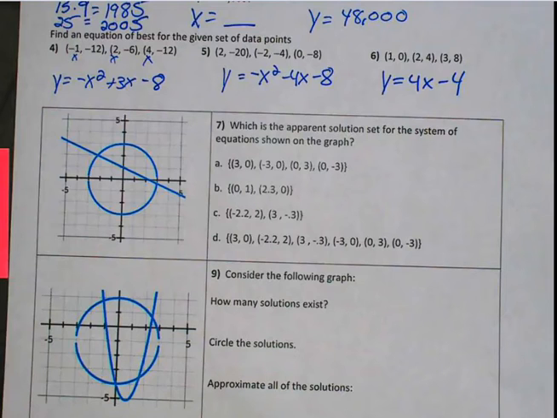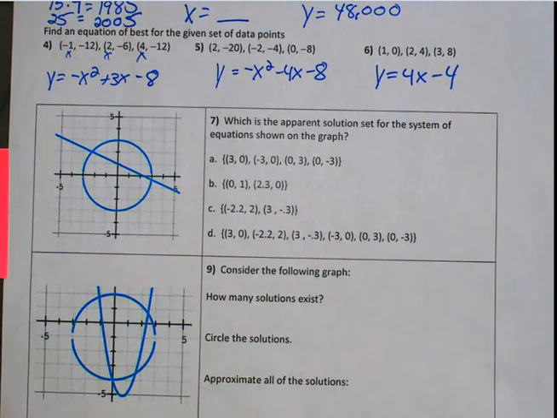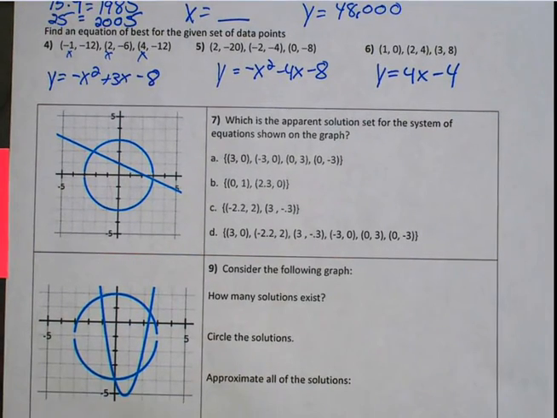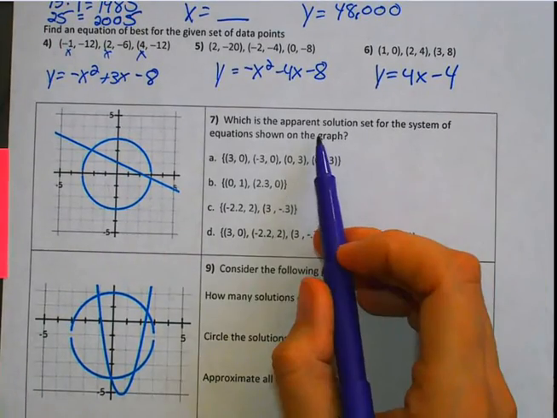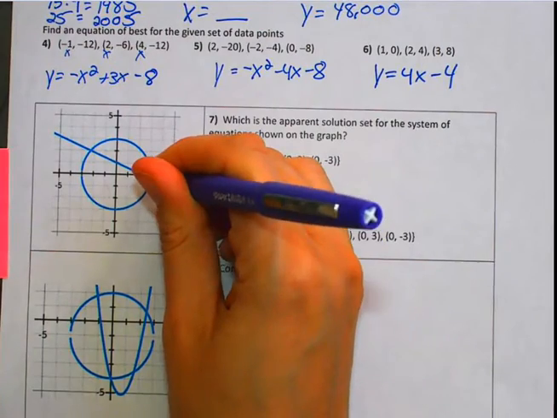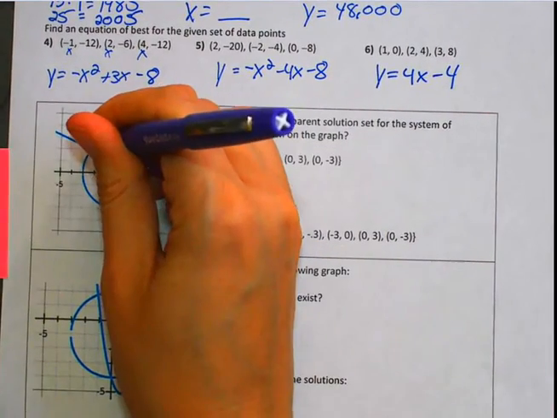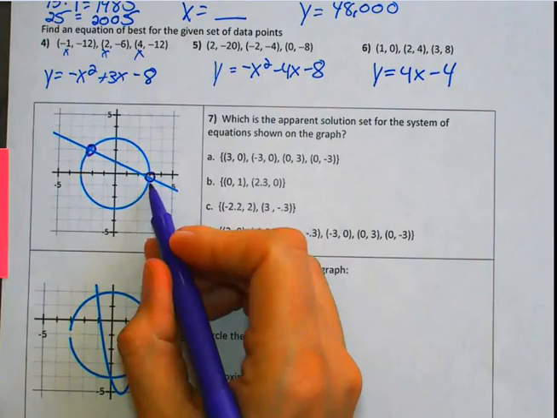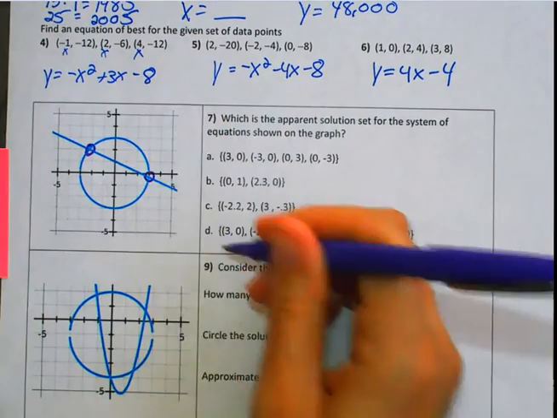Okay, this section of the video is for system of equations, which is the apparent solution set of the system of equations shown in the graph. Okay, so if it's a system of equations, the solutions are going to be the intersections of the two graphs. Okay, so I see two intersections. I have a circle and then I have a line going through that circle.